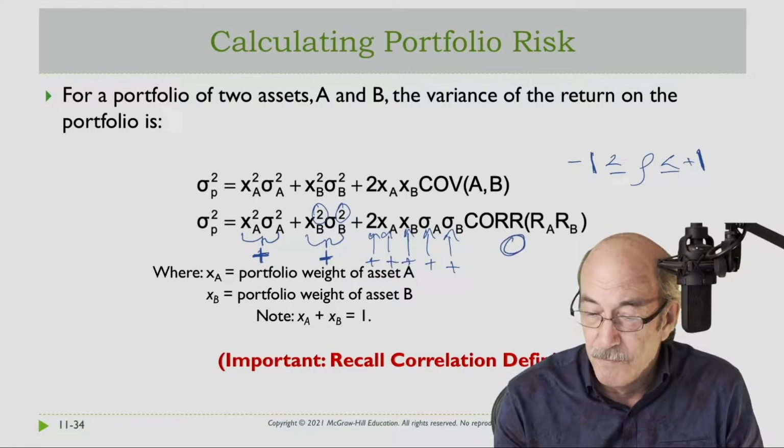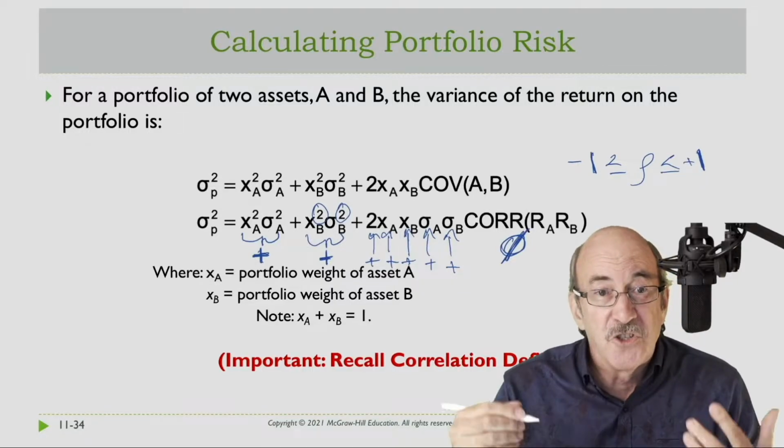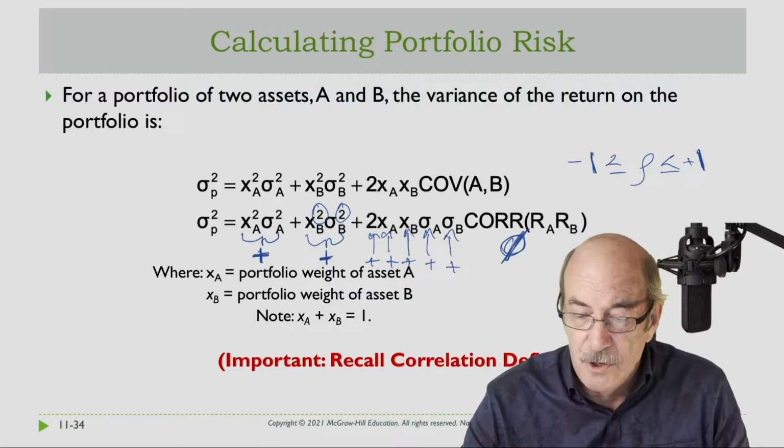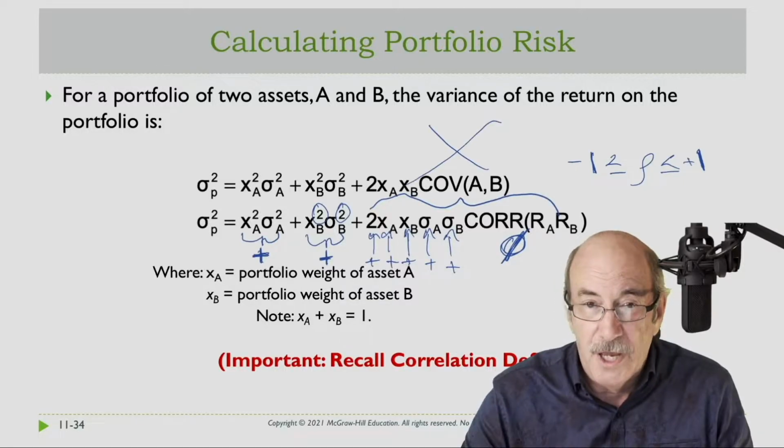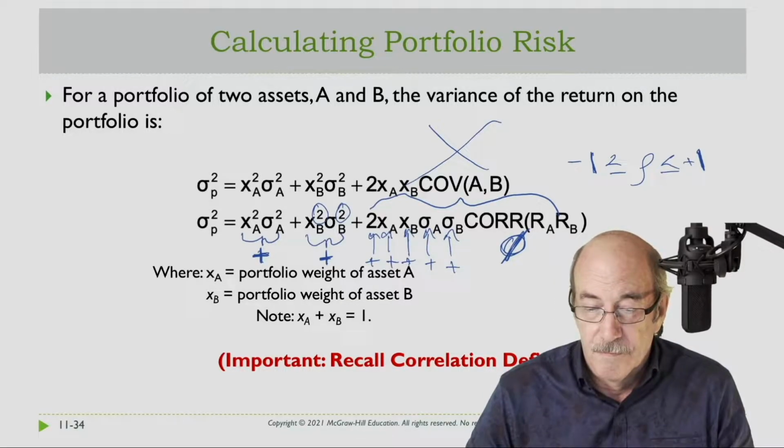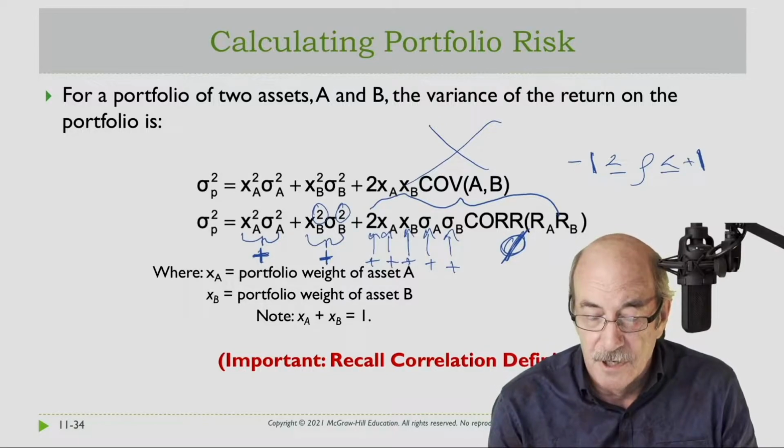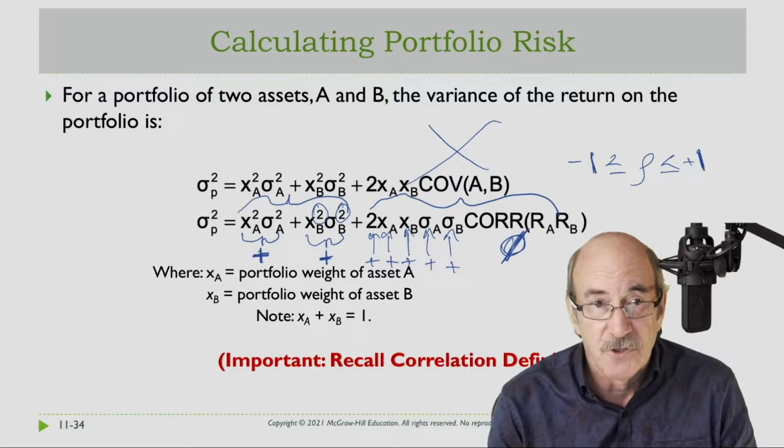Could be 0. If it's 0, this whole term just goes away. So our variance on our portfolio is simply the sum of these first two terms.